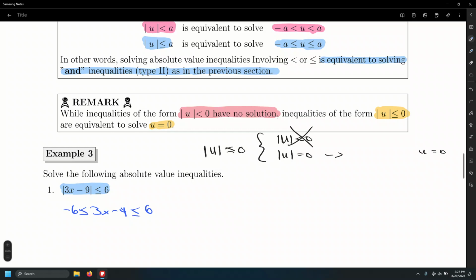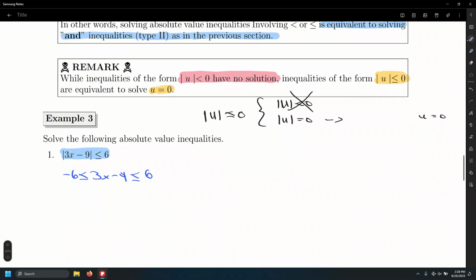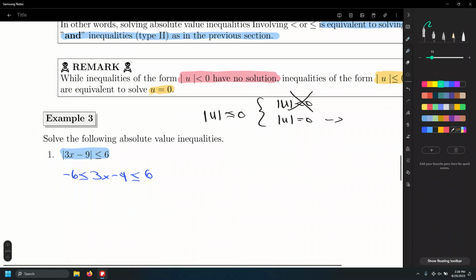And then, you know how to solve these kinds of inequalities, right? Add the 9 to the 3 sides and then divide by 3 on the 3 sides, because our goal is to get the x in the very middle. All right, so let's see. Add the 9 on the 3 sides. Cancel these two. And that's 3x less than or equal to 6 plus 9, which is 15, and negative 6 plus 9, that's a positive 3.